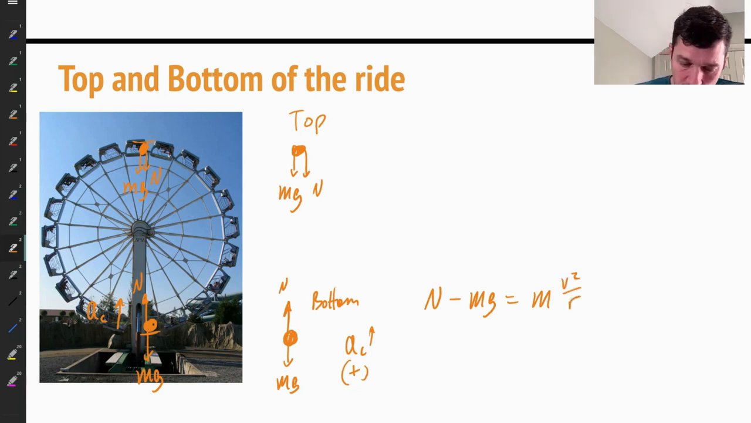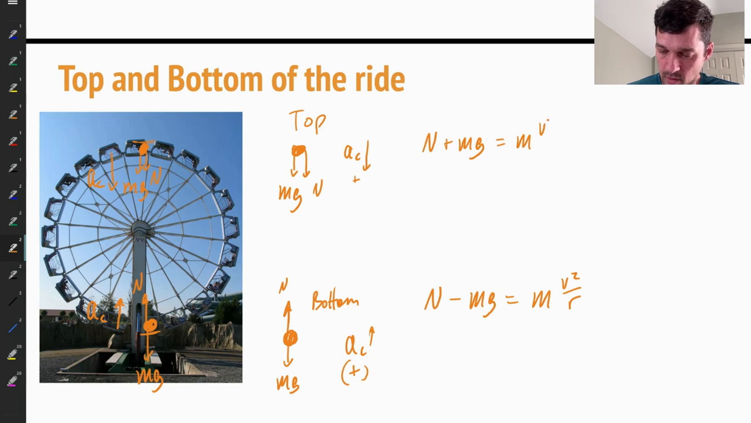Whereas at the top, the centripetal acceleration is downward. So let's call that positive for the moment that they're at the top. So we've got normal plus mg equals mv squared over r. I'm going to put a little star next to both of these, because this is essentially the starting point of any good vertical circle discussion.